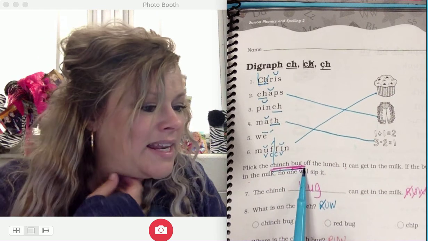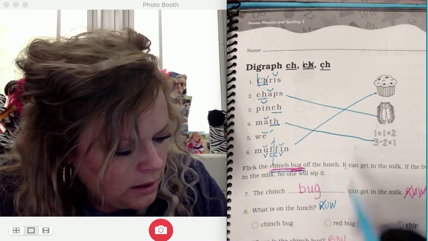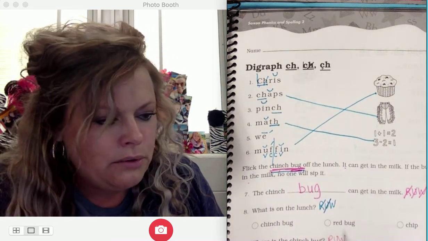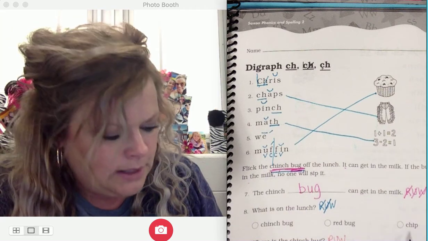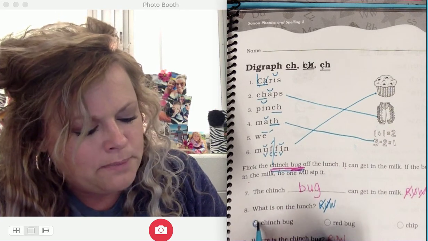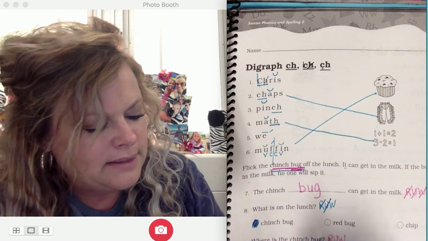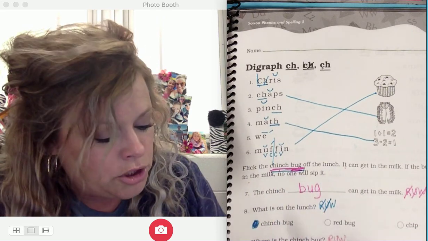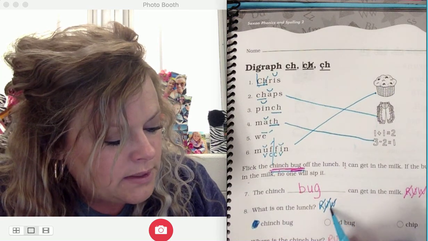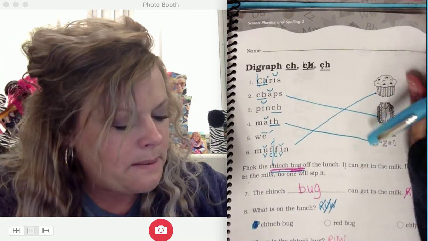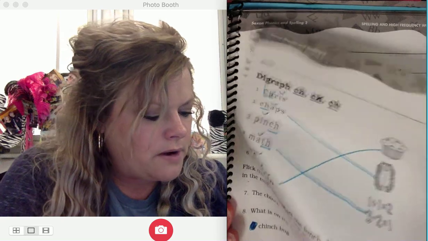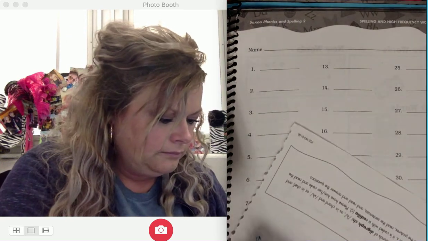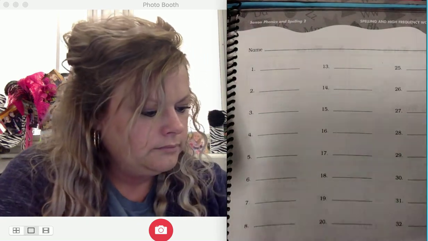I'm going to underline that again. It's the chinch bug. So I underlined. There's no red bug in the story, and there's no chip. It's the chinch bug. And I know that because it says it right here. If you got to flick it off the lunch, it must be on the lunch. So I wrote, I'm going to cross that off, and I'm going to tear out my page here so I can scoot it up for you. There you go.